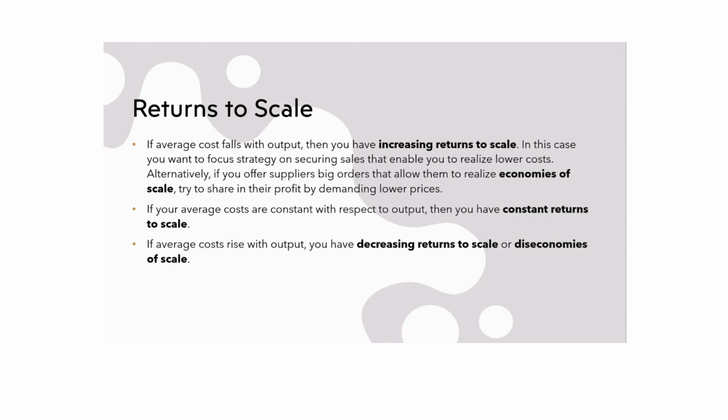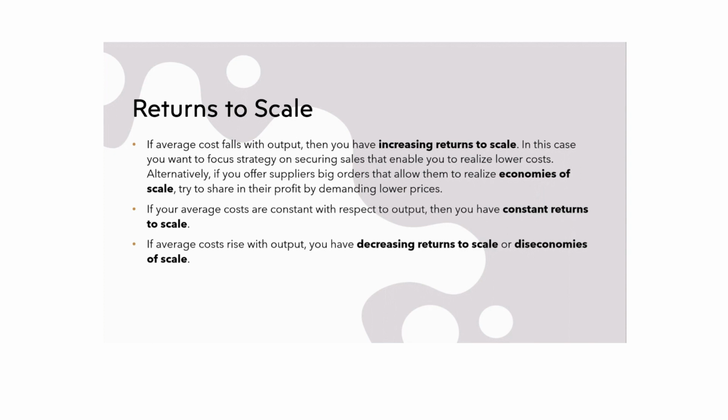So for increasing returns to scale, we will see that AC is falling with increasing output. Increasing output, decreasing AC. And by the way, increasing returns to scale is also called economies of scale. The second scenario: still, the output is increasing, but AC is constant. That's why it's called constant returns to scale.